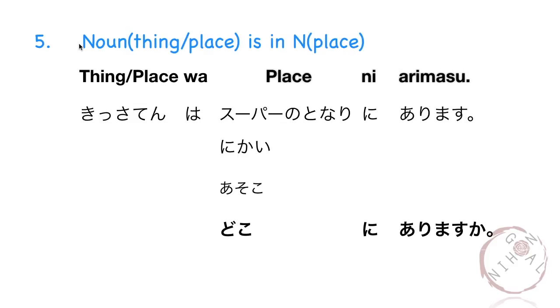Next is a noun, which is a thing or a place, is in a place. Noun は place にあります。For example, 喫茶店はスーパーの隣にあります。Or 喫茶店は2階にあります。喫茶店はあそこにあります。Or to ask the question, どこにありますか? Or 喫茶店はどこにありますか?